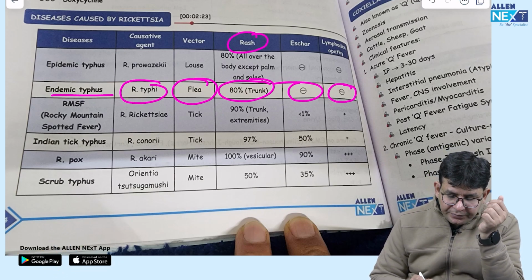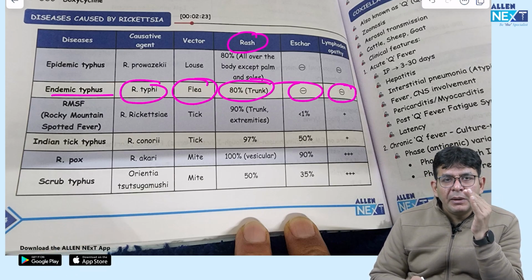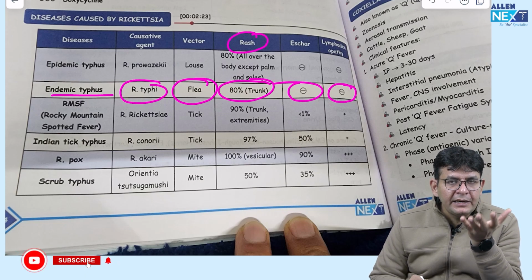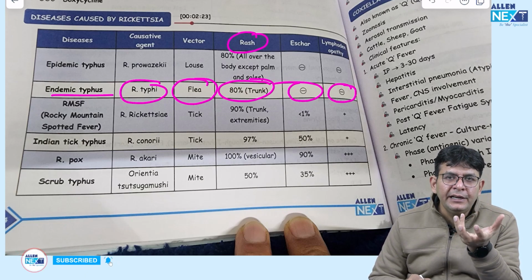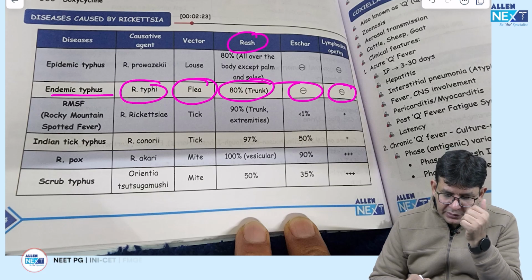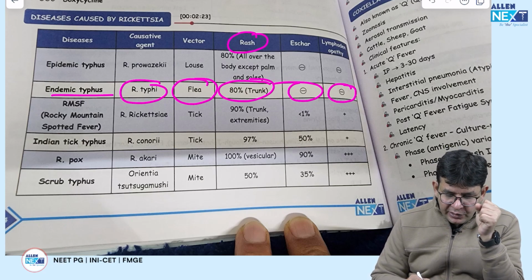And this is caused by Rickettsia typhi, as we have learned also by the various mnemonics. The vector: if you go in sequence, the vector sequence is what? Louse, flea, tick, tick, mite. So you have to do that because questions are coming according to that.